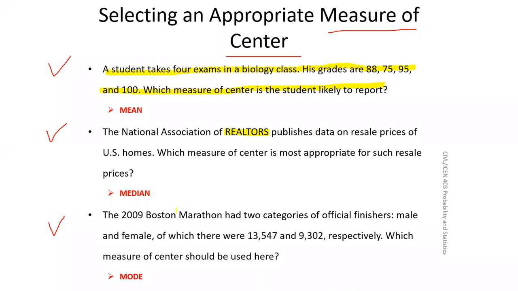The third example is in some marathon. Boston is a city in America. In 2009, there was a marathon which is called the 2009 Boston Marathon. Marathon is a long race, right? The Boston Marathon had two categories of official finishers, male and female, of which there were 13,547 males and 9,302 females. All right, which measure of center should be used here?